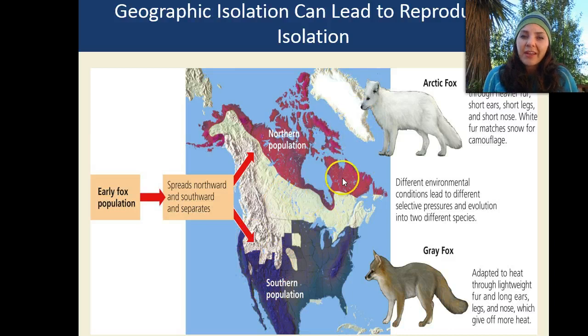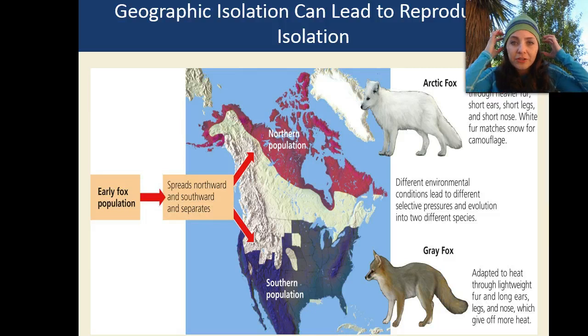So in the north, they have to adapt to those colder climates. So you see the Arctic fox. It adapted to the cold by getting shorter ears to conserve heat, as well as a shorter nose to conserve heat. It has white fur to blend in with its environment. It has short legs, short nose, and it camouflages itself.